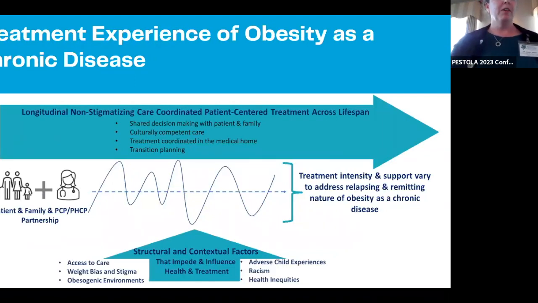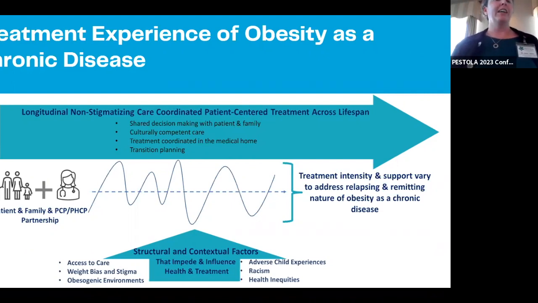A second core theme of the CPG is that obesity is a chronic disease. So this figure kind of depicts that. You can see the remitting and relapsing nature of obesity when they're engaging in treatment. So we have all the structural and contextual factors that influence treatment.